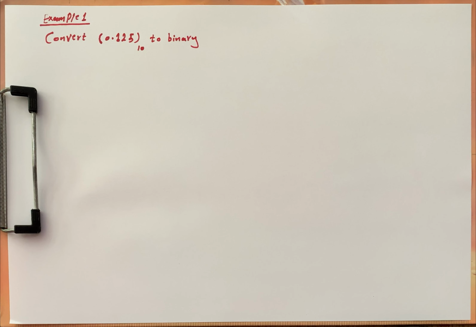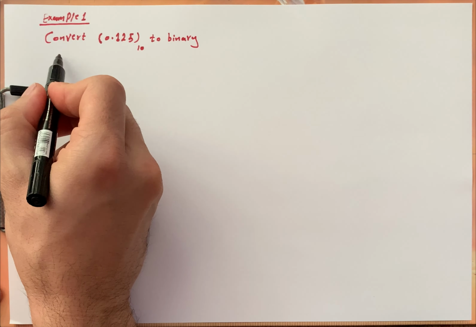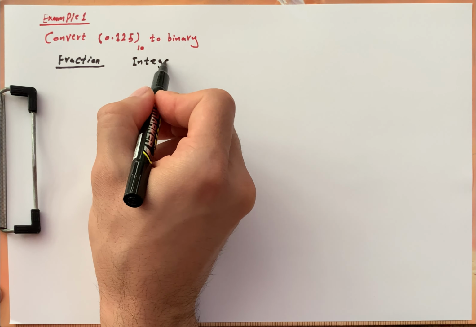To convert a fractional number from decimal to binary, multiply the number by 2 until the number finally becomes 0, or stop after the required decimal places. Traverse the integers from top to bottom to get the result number in binary. We will make two columns, fraction and integer.